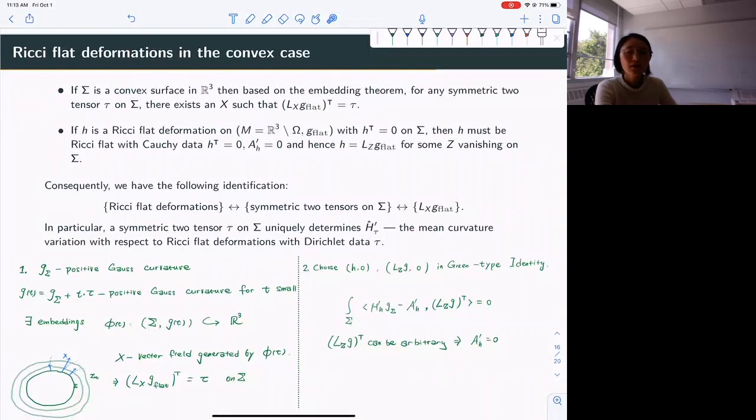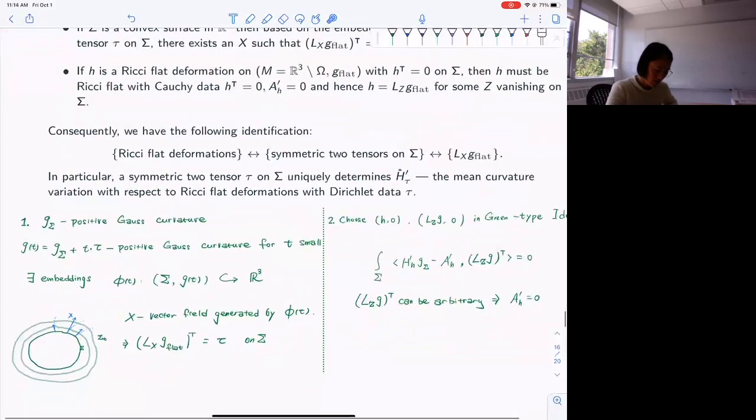So from now on, sigma is a convex surface in R^3, and we consider the manifold M as the exterior region. The background metric is the flat metric. The first important observation is that for such sigma, we can always identify a Ricci flat deformation with a diffeomorphism deformation, no matter what the boundary condition is.